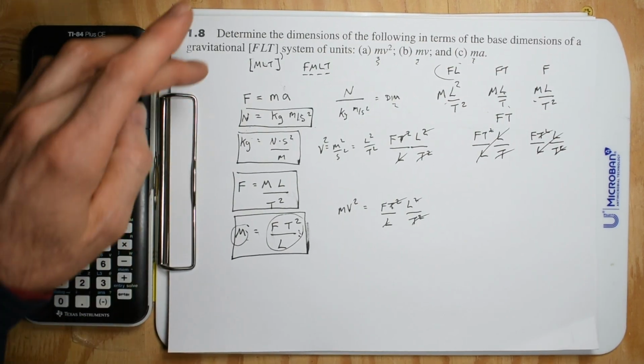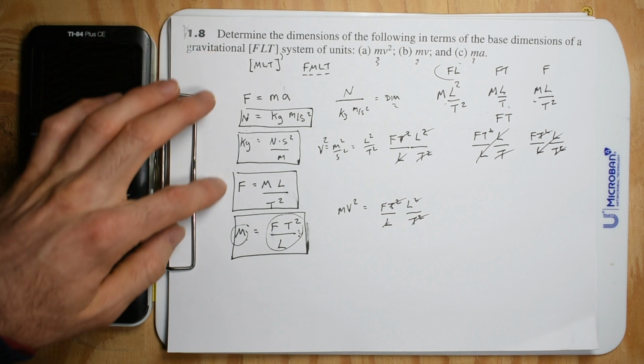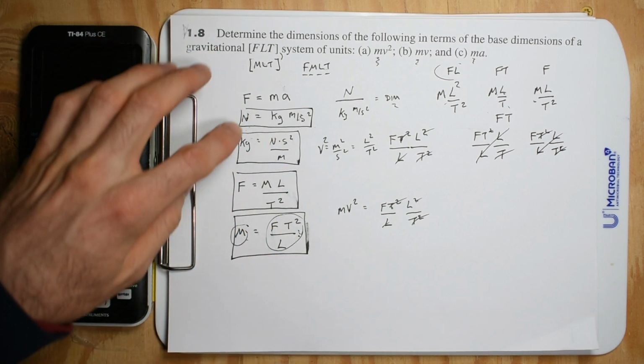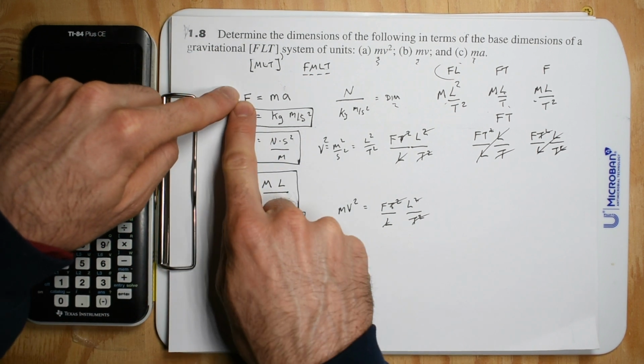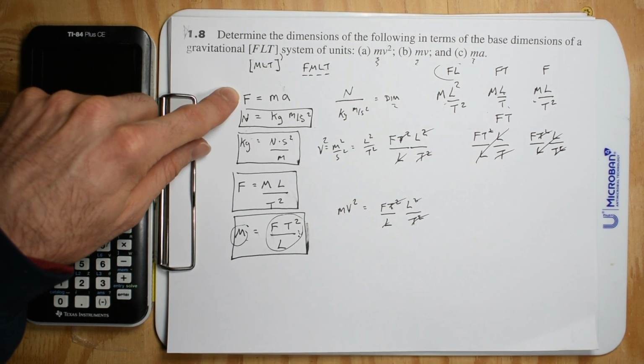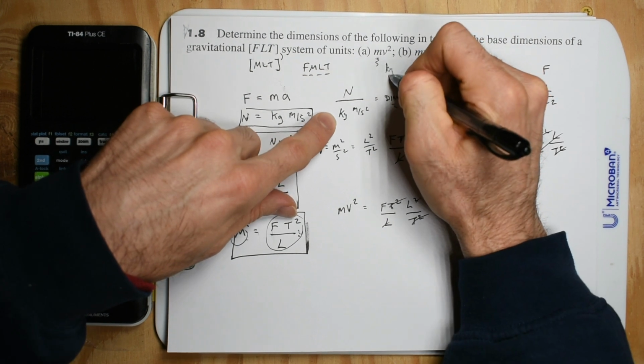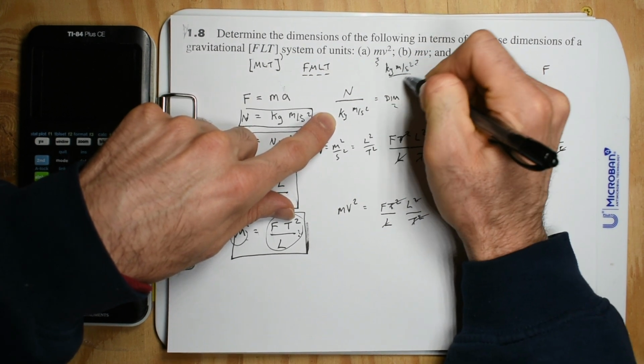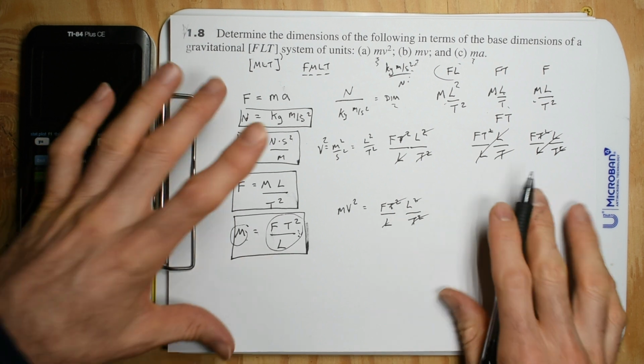But the take-home point here, for FLT and MLT, write these four equations for the love of God. And just know that Newton is synonymous with kilogram meters per second squared. And if you divide these, it's dimensionless. And flip it upside down, it doesn't matter. That's dimensionless. So that's the take-home point.